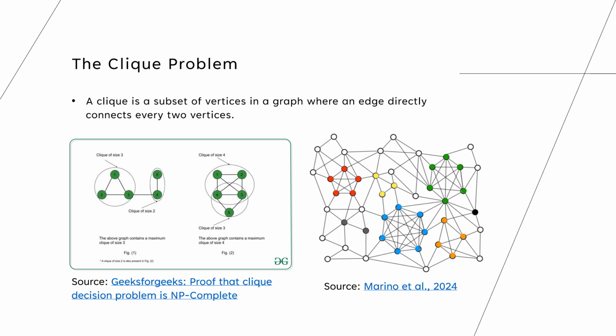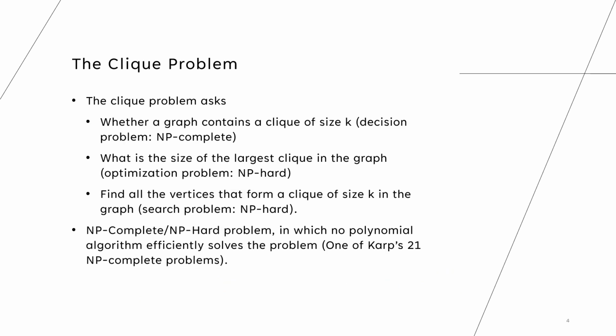And in the right graph, you can easily identify that this maximum clique is 7, k equals 7, which you can see in the blue dots that are connected with each other. The clique problem can be framed in several ways depending on the type of questions we are asking.